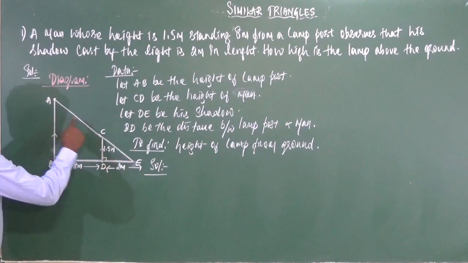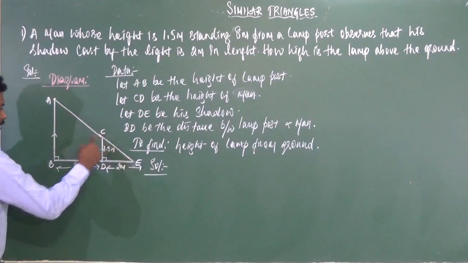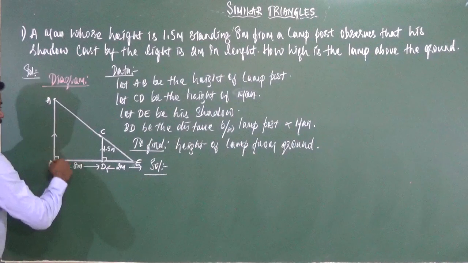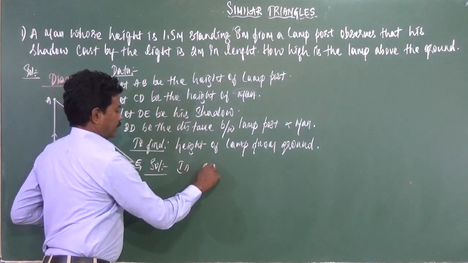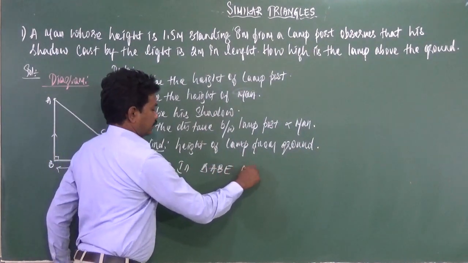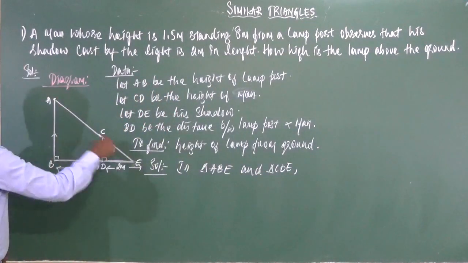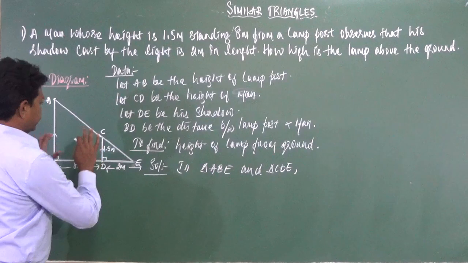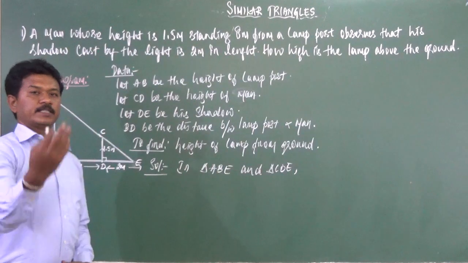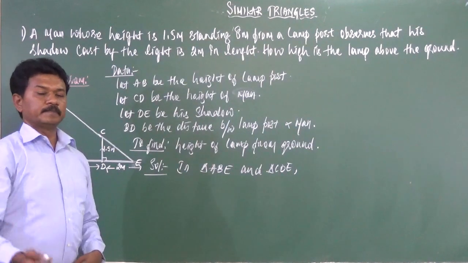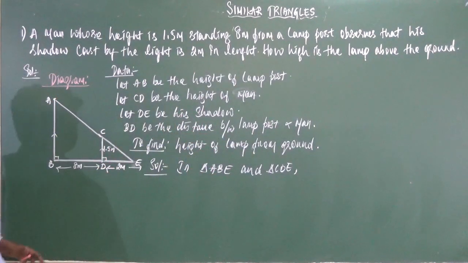In the diagram you can see there are two triangles: triangle ABE and triangle CDE. So let us take them. In triangle ABE and triangle CDE, first we have to prove that they are equiangular. Hence we have to prove that they are similar, and then we will take the corresponding sides proportionality. Then we will find out the unknown. See, this is the mind map for getting into the solution.